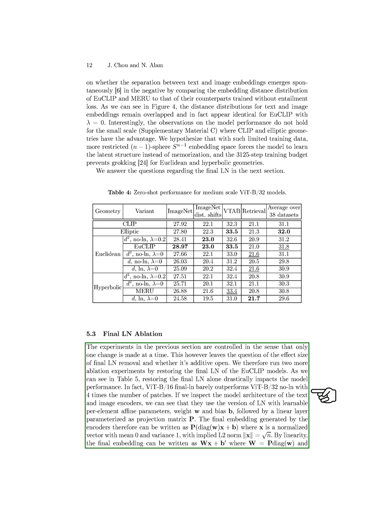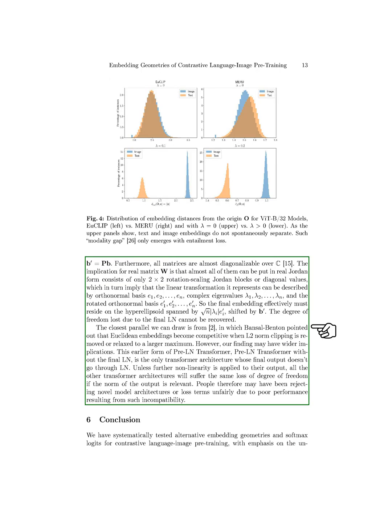Examining the architecture of the text and image encoders, we see they utilize a version of layer normalization with learnable parameters, followed by a linear layer. The final embedding can be expressed in terms of these parameters and a normalized vector. The linearity allows us to represent the final embedding in a simplified form, indicating that it resides on a hyperellipsoid defined by the parameters. The loss of degrees of freedom due to the absence of final layer normalization cannot be regained.